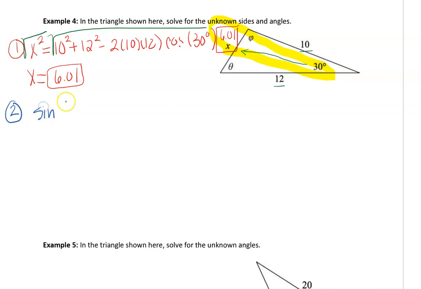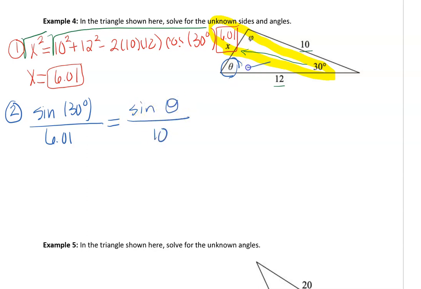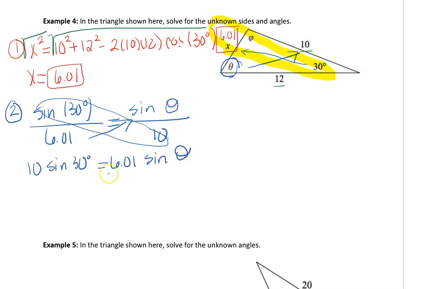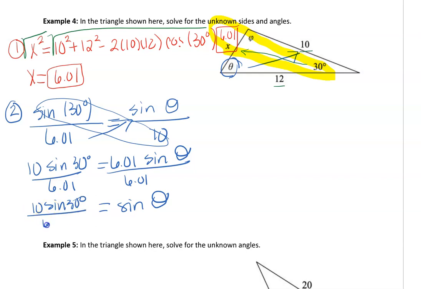And so I'm going to say sine of 30 degrees over 6.01 would be equal to, let's find this one first, sine of theta over 10, because I'm going opposite from that angle. Cross multiply, so that gives me 10 sine of 30 degrees. Multiply this way, equal to 6.01 sine of theta. And then I'm just going to divide by 6.01. And so that would give me sine of theta equal to 10 sine of 30 degrees over 6.01.